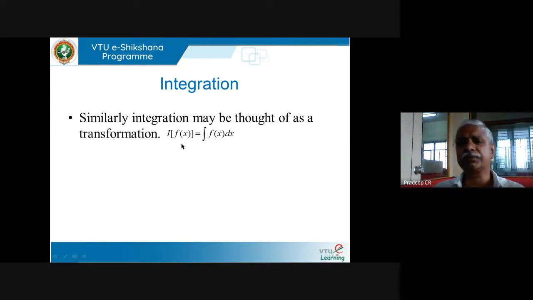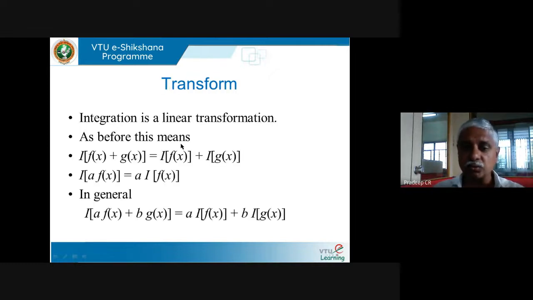So this continues. This is another transformation, and it also has the property of being linear, meaning a linear transformation. It means I of f of x plus g of x is I of f of x plus I of g of x. We know this: the integral of the sum of two functions is the sum of the integrals of the functions. Similarly, if a constant is there in the integral, I can pull it out. So together I can write it like this. So I is another linear transformation. D is one linear transformation. I is another linear transformation.